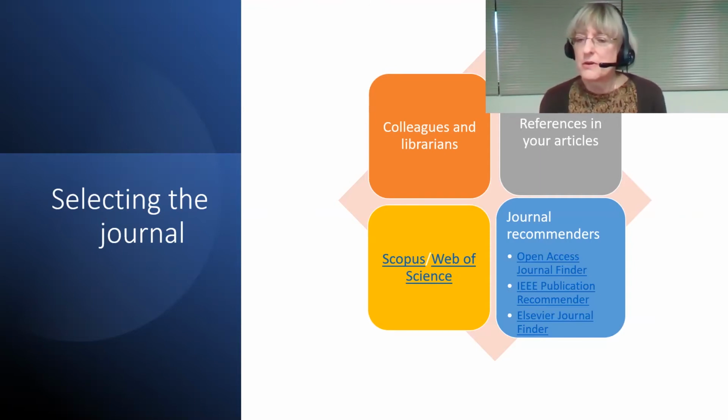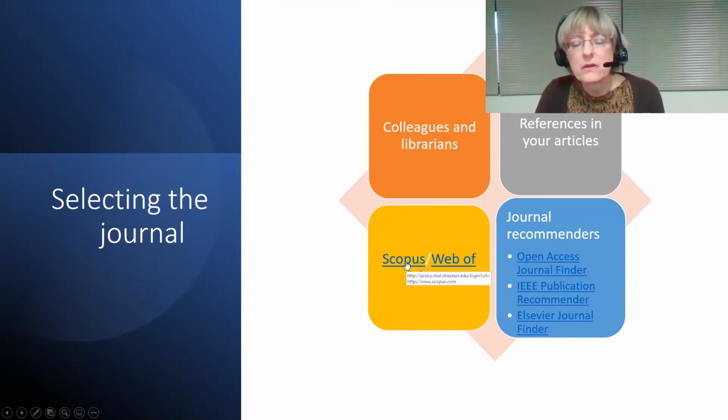And you can talk to librarians. Librarians are very knowledgeable about all the journals that are out there. You can also look at the articles you're referencing in your research and see where they're published. You might want to look closely at those journals. And then you can also look at the big databases, which I mentioned, Scopus and Web of Science. These are really good tools to use.